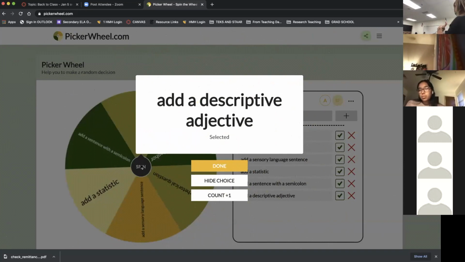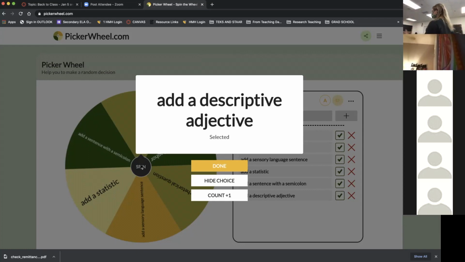So look back through your writing and find a place where you can add a really great adjective. Adjectives are words that describe a noun, right? So adjectives are things like big, small, those kind of things, but try to think of something interesting. I love words like squishy or gigantic, something that's got a little oomph to it. So look back through and see if you can add a really great descriptive adjective to your work.